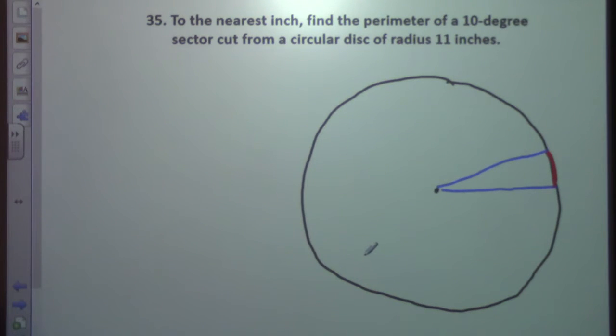It'd have to be a really big pizza to do that, and we'd still have skinny pieces. But anyway, this would be a pizza with a diameter of 22 inches, wouldn't it? So the radius is 11, and the perimeter is going to be 11 plus 11 plus the arc. How do we find out what those distances are?